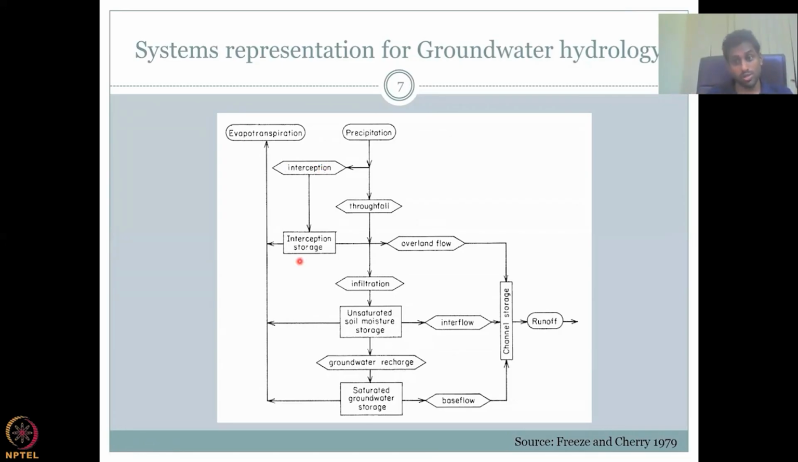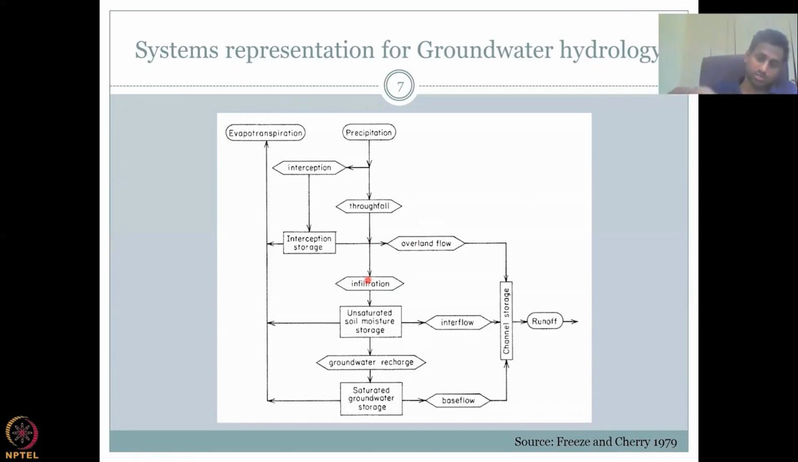What happens to the interception? It becomes interception storage and evapotranspirates. Mostly it is evaporation because sunlight is falling, it evaporates. What happens to the remaining? It goes through the trees. That is called throughfall, through the trees, through the plants, until it hits the land surface, which is here. Once it hits the land surface, what happens? Part of the water goes as overland flow, which means surface runoff. The remaining water goes down further deep as groundwater infiltration or soil moisture infiltration.